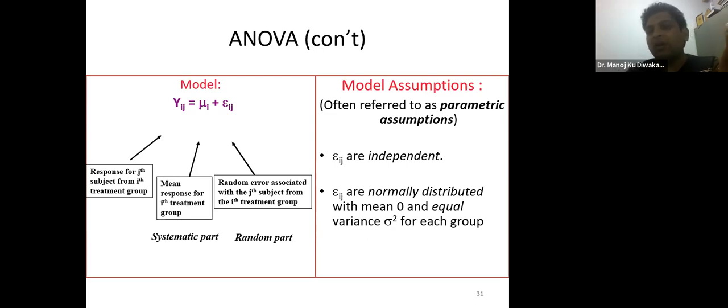Again, now we will go back to the assumptions. While doing any testing, you have to look up the assumptions. These assumptions are that the epsilon ij, the error terms, are independent, and these error terms are normally distributed with mean 0 and equal variance sigma square for each group. So that is what we are going to understand from the analysis of variance.